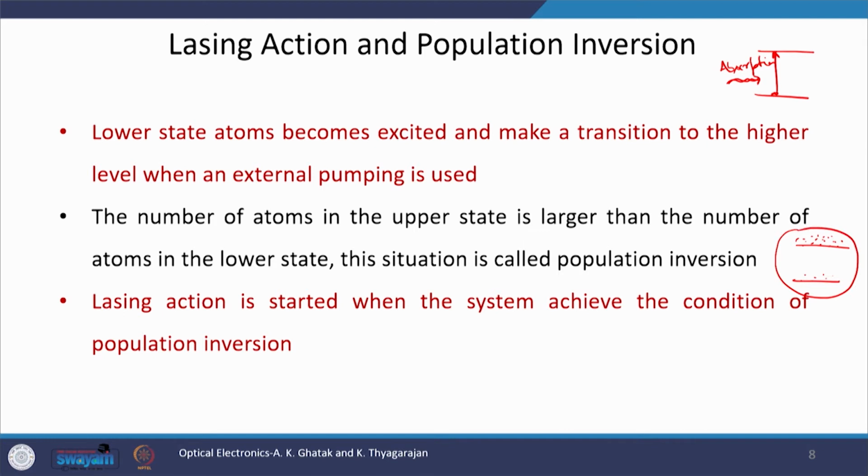Now, lasing action is started when the system achieves the condition of population inversion. Whenever the number of atoms in the upper energy state is larger as compared to the ground level, then only the number of downward transitions would be larger than the number of upward transitions, and in this case only we get some output, and this is called lasing. Therefore, lasing action is started only when the system achieves the condition of population inversion.